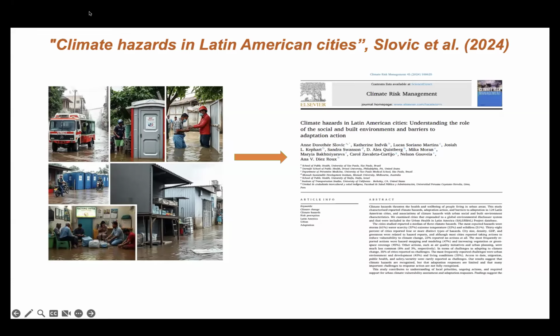As a matter of fact, if you look at the Lancet Countdown, now is regional, and this is really great news for us because it's a way to get more exposure, a way of working together and finding solutions in a similar context. So here I'm going to present a study that I did on climate hazards in Latin American cities with my colleague, and how we tried to understand the role of the social and built environments and the barriers to adaptation action.